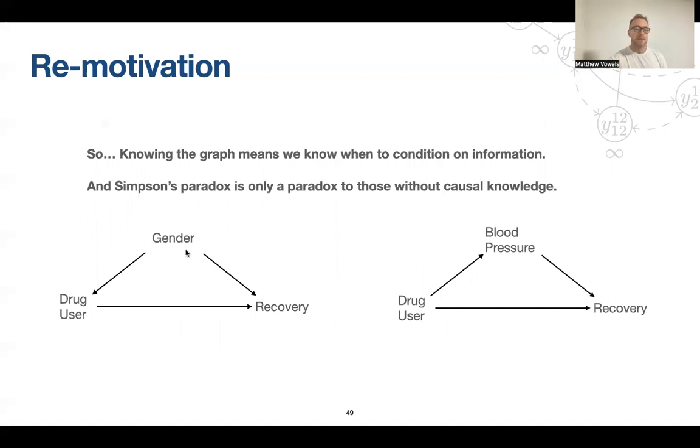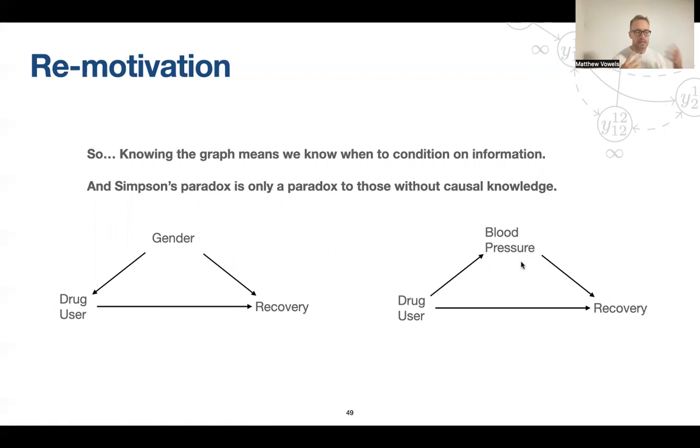But in essence, if we condition on gender here, it's a good thing because this is a non-causal relationship. Drug does not cause gender, does not cause recovery, but here drug does influence blood pressure and that does influence recovery. So in the first instance, we want to condition on gender, and in the second instance, we don't want to condition on blood pressure, even though our tables, our statistical results may look exactly the same in both cases.